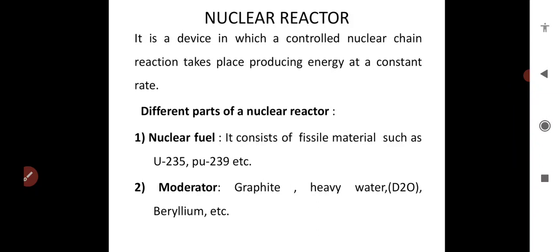The second one is the moderator. The function of a moderator is to slow down the fast neutrons to thermal energies without absorbing them. They have low atomic mass, so when fast neutrons pass through them, they lose their kinetic energy to a great extent in elastic collisions. Examples of moderators are graphite, heavy water, beryllium, etc.